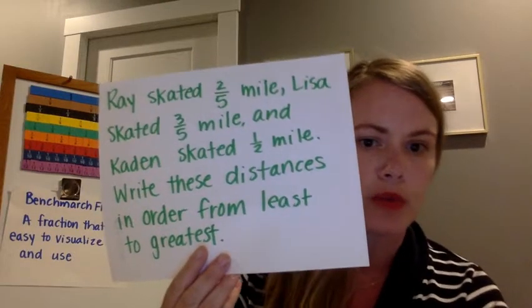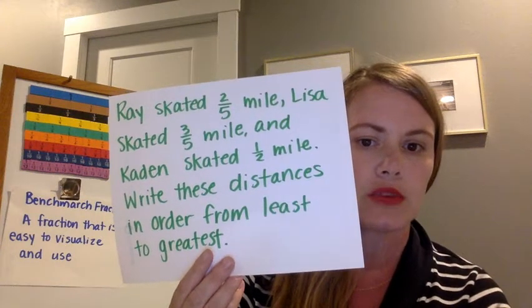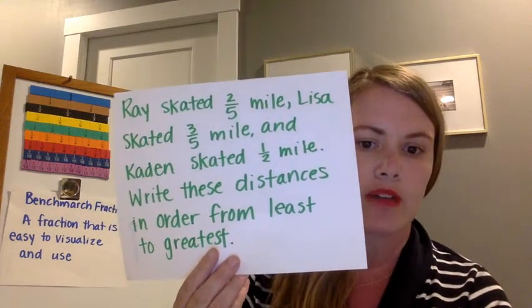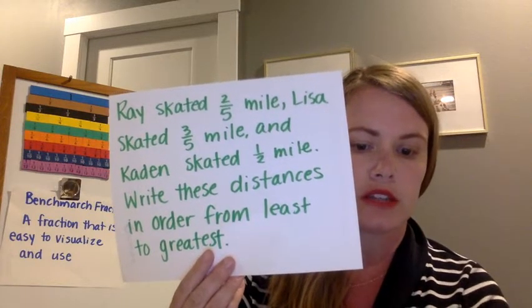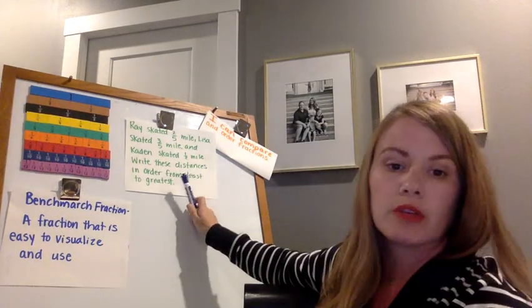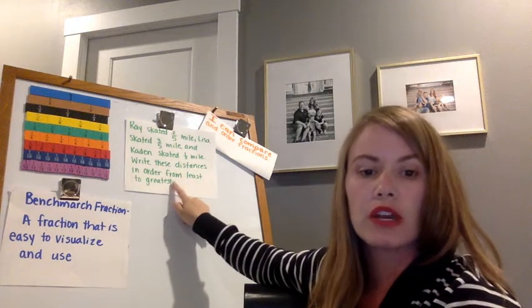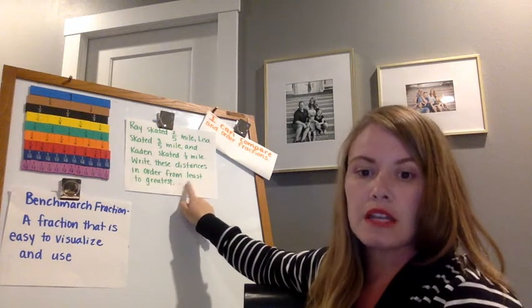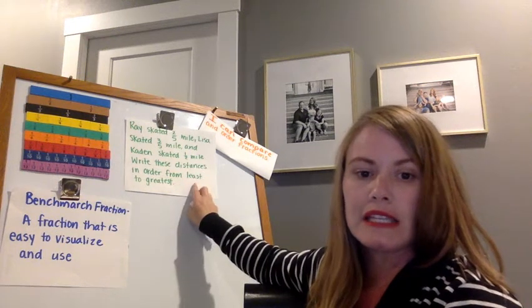So the first problem we're going to look at is: Ray skated 2/5 of a mile, Lisa skated 3/5 mile, and Caden skated 1/2 mile. Write these distances in order from least to greatest. One thing you know about Miss Murdoch is I always like you to really pay attention to whether the problem is asking you to go from least to greatest or greatest to least, because that does matter in the order that you're placing things. So this problem is saying least to greatest.